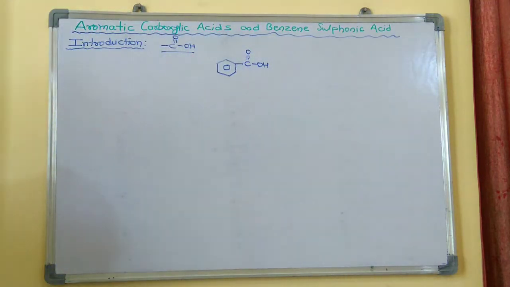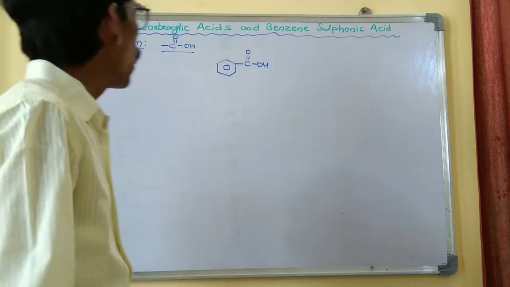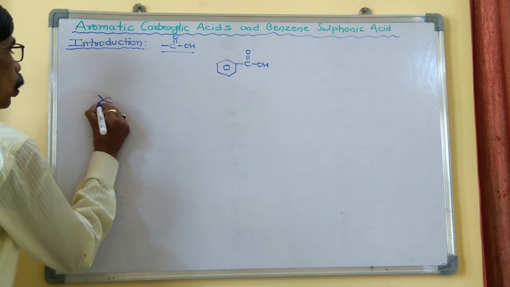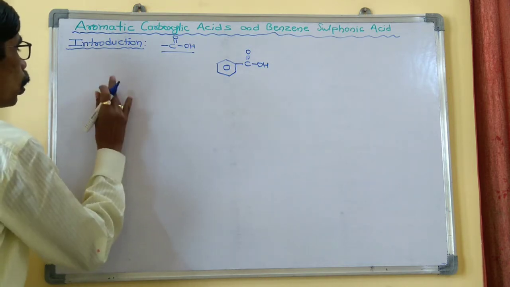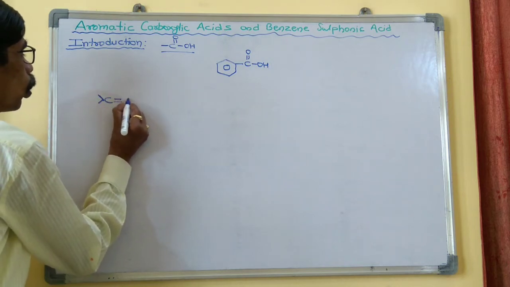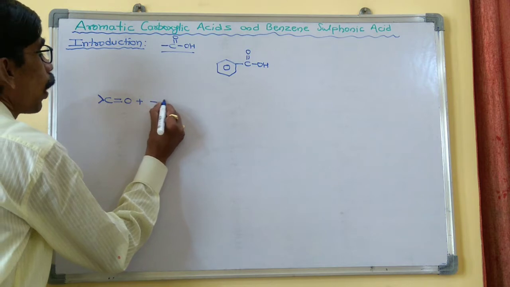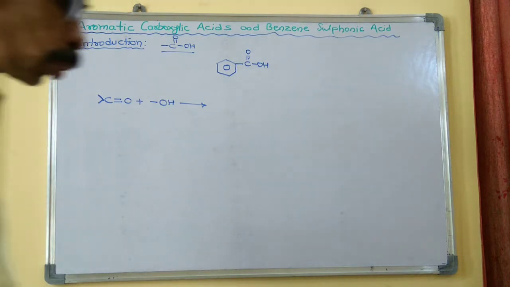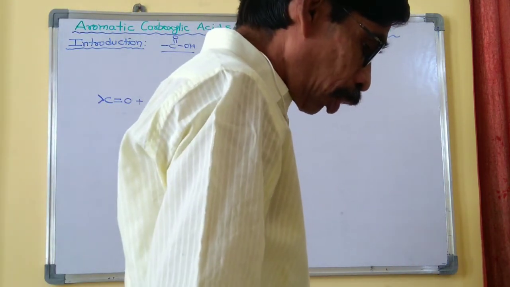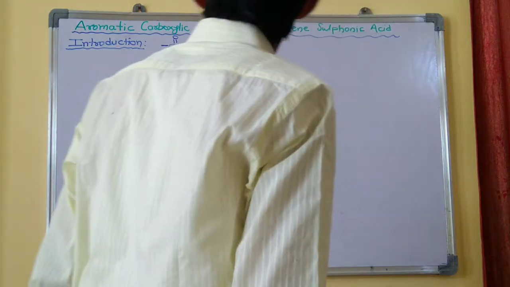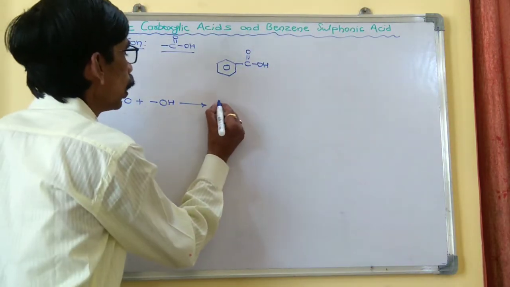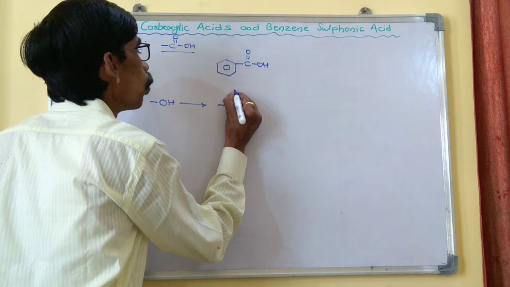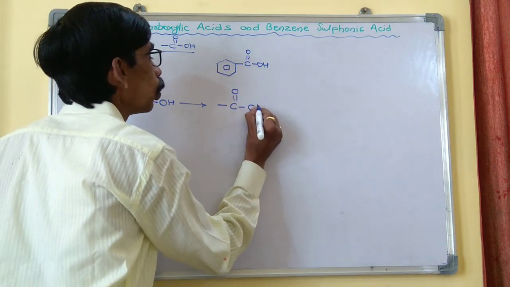Now this COOH group is made from two functional groups, that is, one carbonyl group, C double bond O, and one hydroxyl group. When these groups are joined to form a carboxyl group, that is, the C double bond O and this OH.